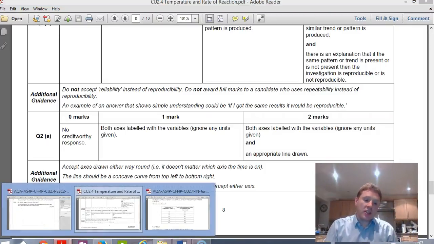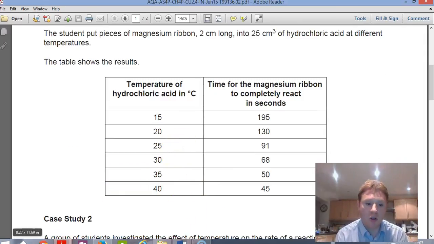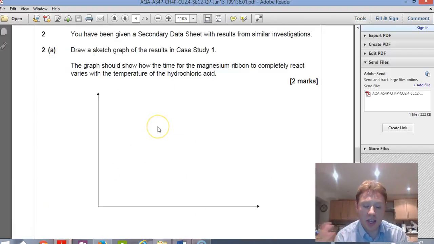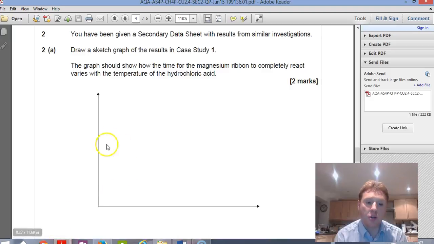Obviously there's no set way of doing this, but you need to be looking at the results and thinking about the shape of the line. But there's always an automatic 1 mark by just labelling the axes, by just copying what is written in these headings and putting them on the axes here.